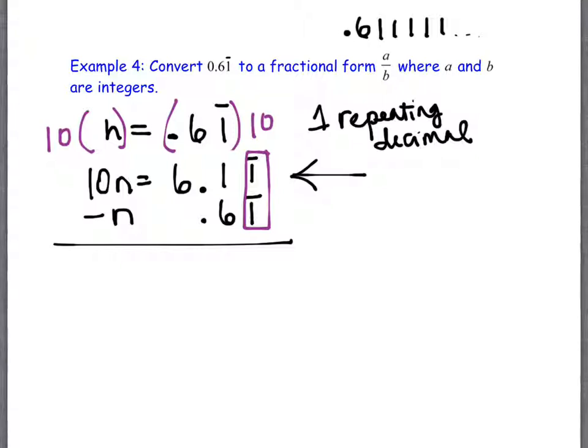So on the left-hand side, I have the 9n. On the right-hand side, I'm not going to have a whole number. It's okay, we'll fix that in a minute. Right now I've got 6.1 minus 0.6. So no whole number, but it still terminates, yeah? No repeating part. So what is 6.1 minus 0.6? It is 5.5.